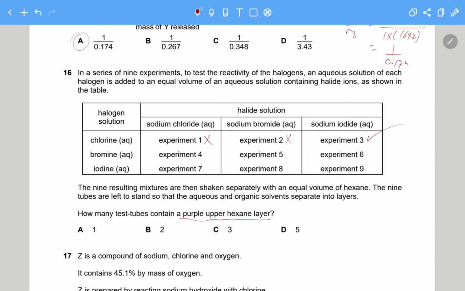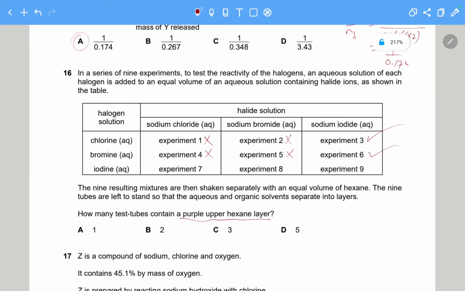Now let's look at experiment 4. 4 and 5, no iodine involved, cancel them. And experiment 6, bromine is more reactive than iodine, so it will displace iodine, and that's why you'll see the purple color. And then experiment 7, iodine plus sodium chloride, nothing happens, but you do have iodine in the solution. Remember, you've added iodine, it will go into the hexane layer, so you will see purple in each one of them, right? Because iodine is less reactive than chlorine, and it will not displace it, so the iodine will stay as it is, and therefore you will see a purple upper hexane layer in all three of 7, 8 and 9. So the total number of experiments that have a purple upper hexane layer is 1, 2, 3, 4 and 5, and therefore D is the correct answer.